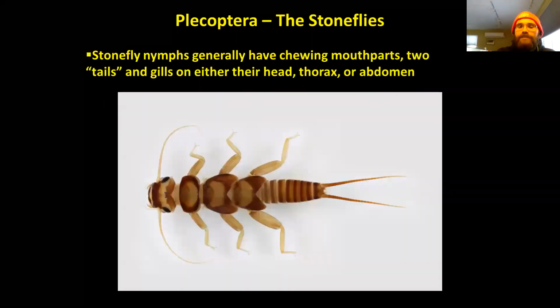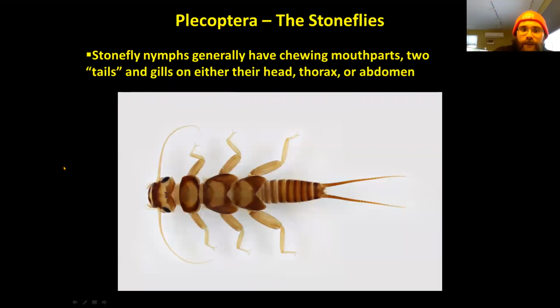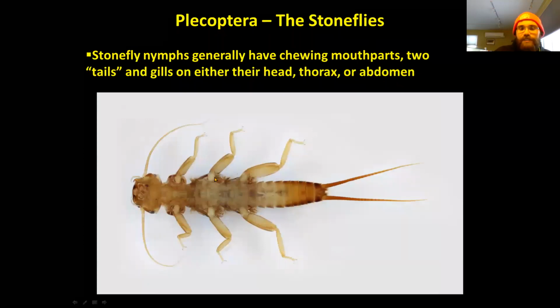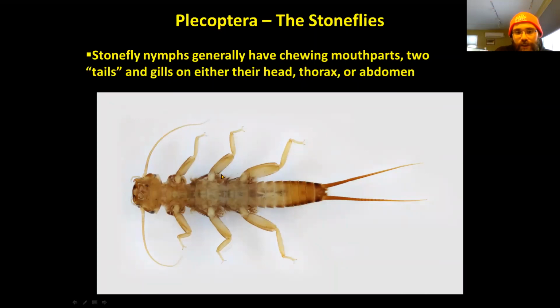Stonefly nymphs are generally going to have chewing mouth parts up at the front. They have 2 tails, so the 2 cerci. And then they have gills that are either on their head, thorax, or abdomen. So you can kind of see them from up top. You can see them sticking out like there. It looks kind of like hairy armpits. Much easier to see when you flip this one over. So you can see the gills that are protruding right here.